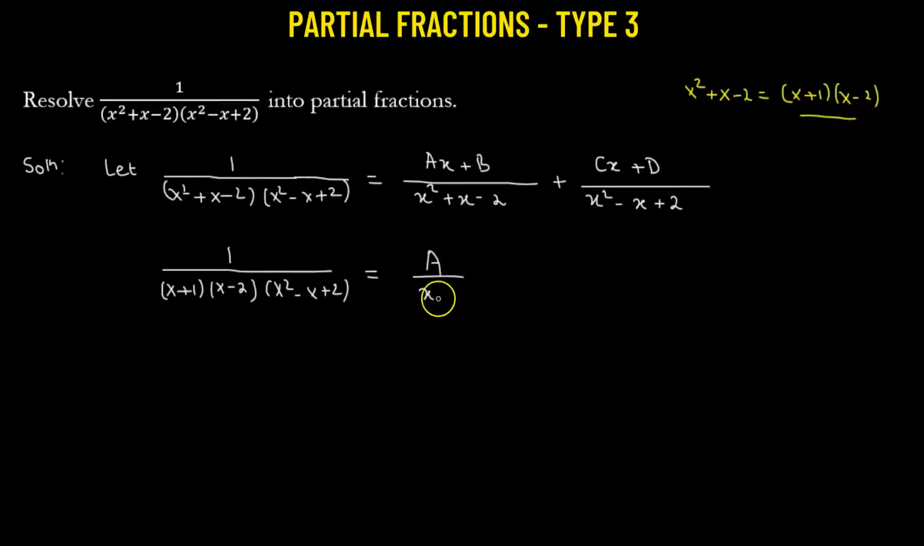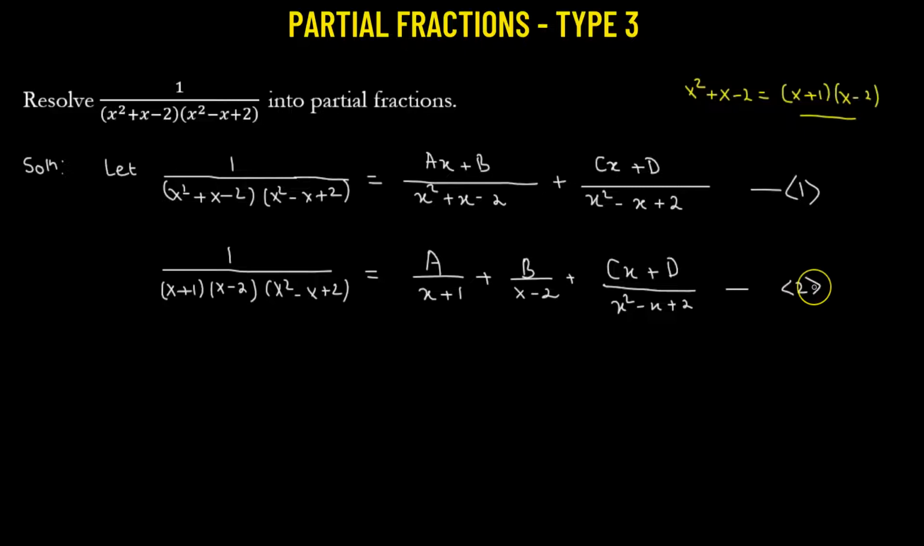The first one will be a over x plus 1. The next one is going to be b over x minus 2. And the third one is going to be cx plus d, since we cannot factorize x squared minus x plus 2, this will be simply divided by x squared minus x plus 2. So there are two ways of going about this problem. We can go either by solving 1 or by solving 2. Both of them are going to give us the same result. So let's go with number 2.